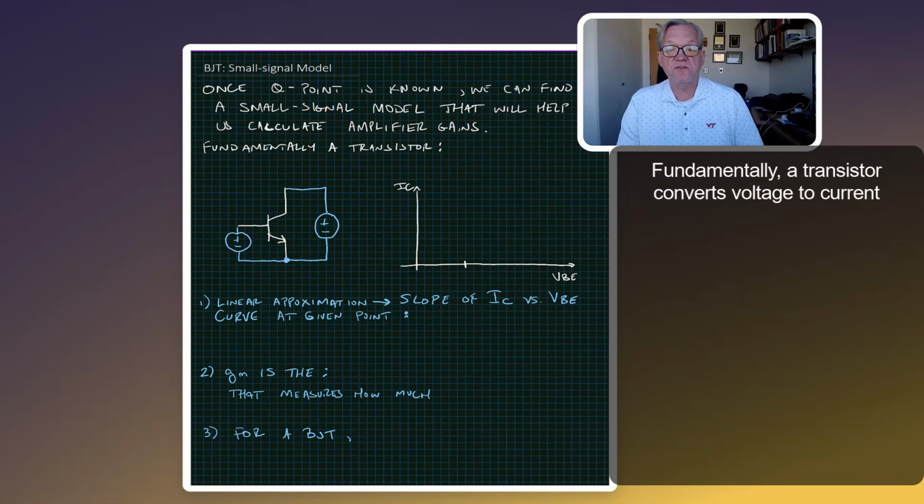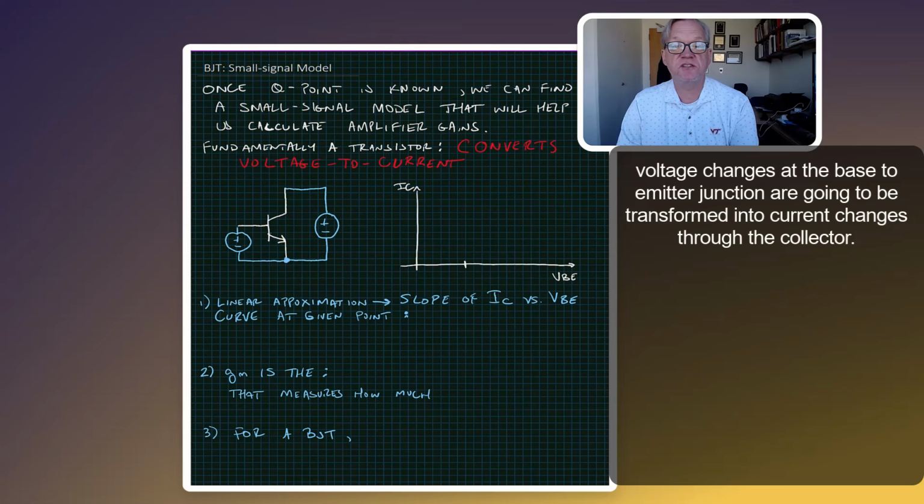Fundamentally, a transistor converts voltage to current. Voltage changes at the base to emitter junction are going to be transformed into current changes through the collector.